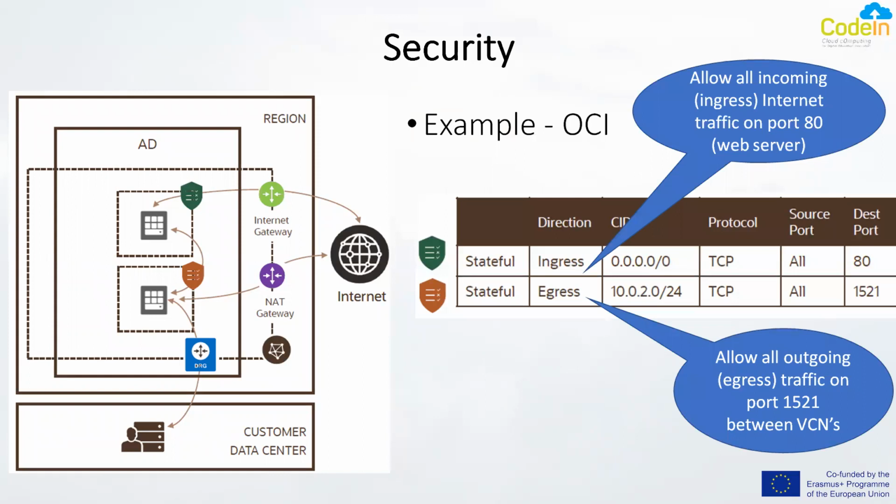In the specific example, the security list allows all incoming traffic from the Internet Gateway to TCP port 80 web service. At the same time, it allows local traffic between private addresses on TCP port 1521, required for the internal web server to communicate with the database.